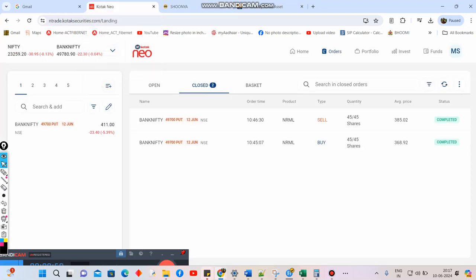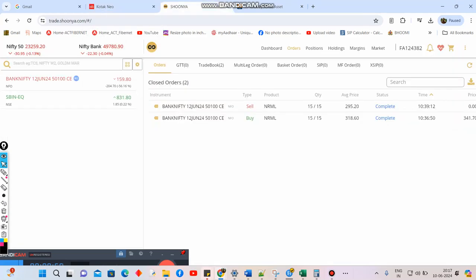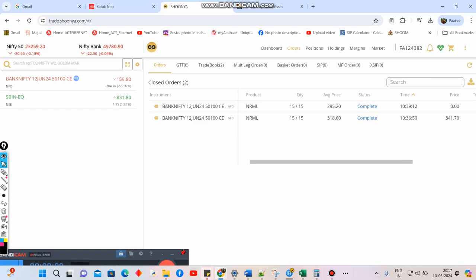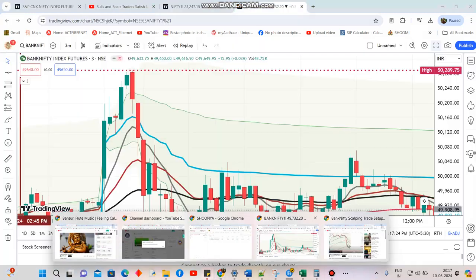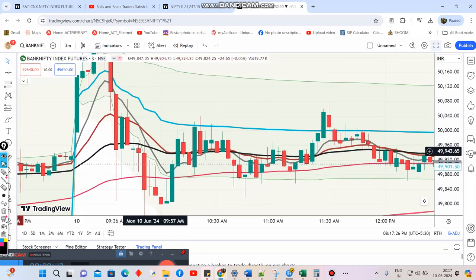Then my second trade I took at 10:36:50. 10:36:50. Let me locate the candle. So this is the 10:36:50 candle.